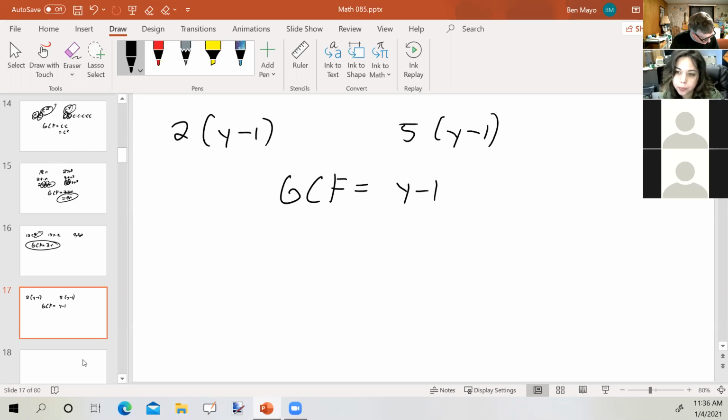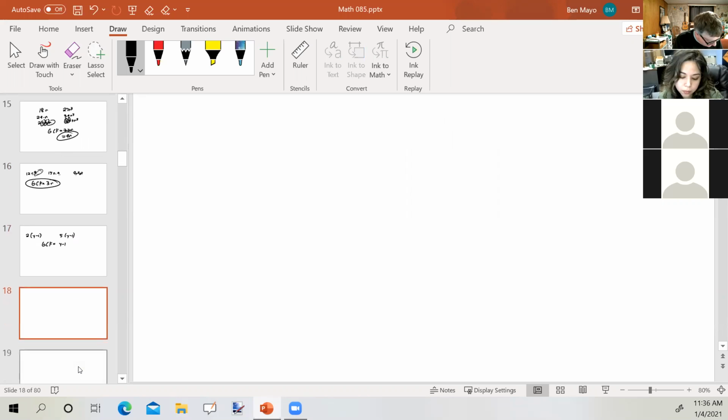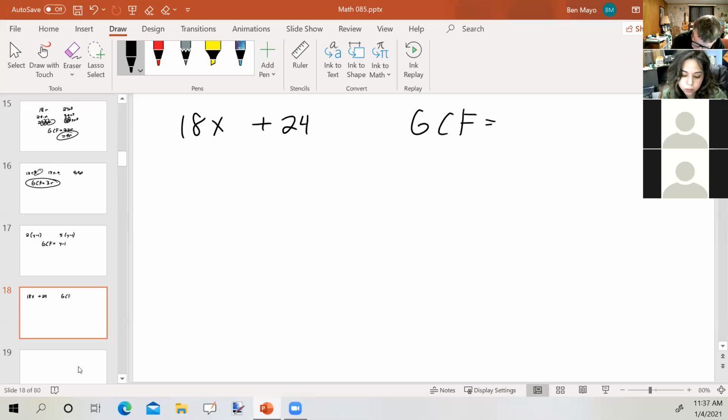Makes sense. Okay, let's say we've got 18x plus 24. Now, earlier the directions just wanted us to find the greatest common factor. Now it says factor out the greatest common factor. So the answer is going to look a little bit differently. Let's see, the greatest common factor would be 6, I think. So I'm going to factor out a 6.